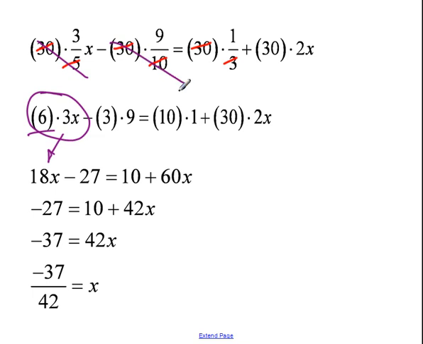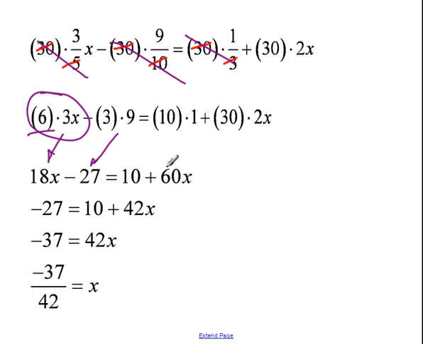30 divided by 10 makes 3. 3 times 9 makes the 27. 30 divided by 3 is 10, and 10 times 1 just stays 10. Here we have nothing to cancel out because there was not anything on the bottom of the fraction, so 30 times 2x leaves us with 60x.